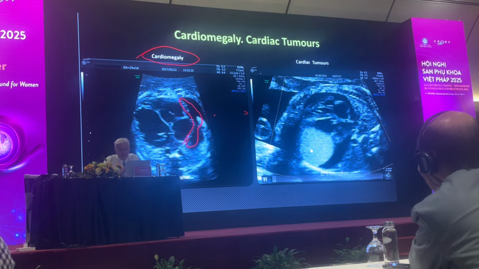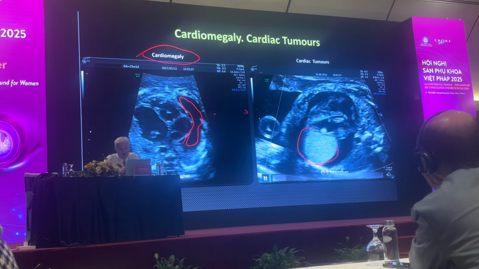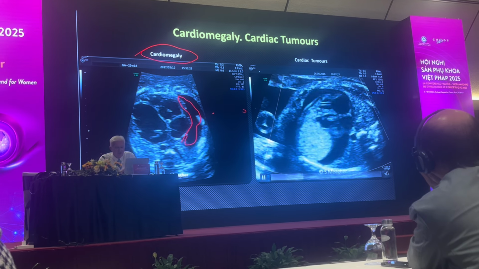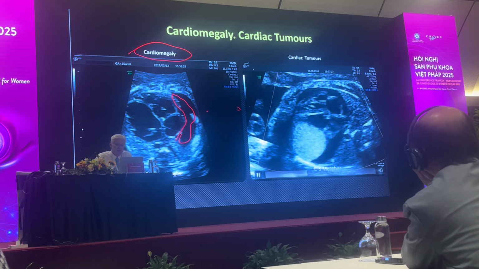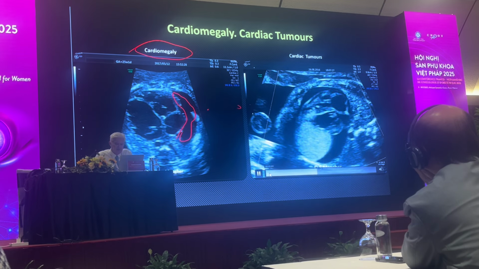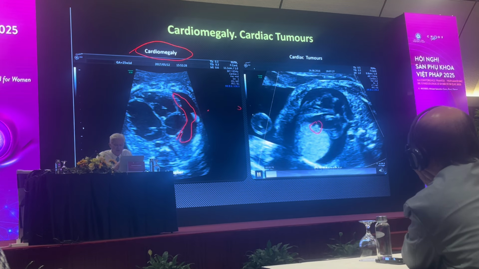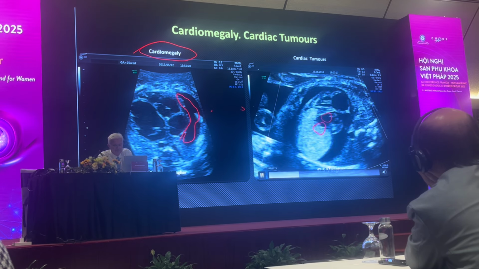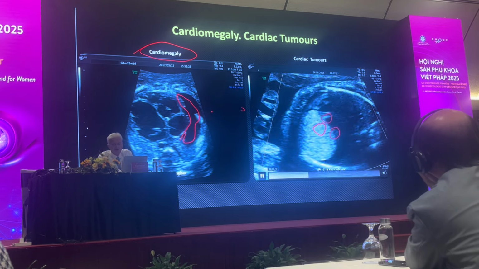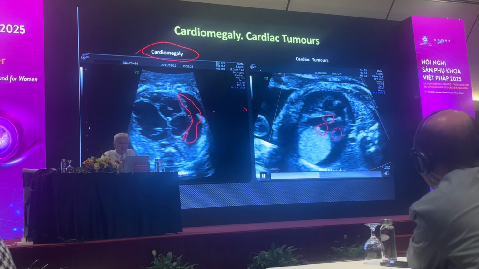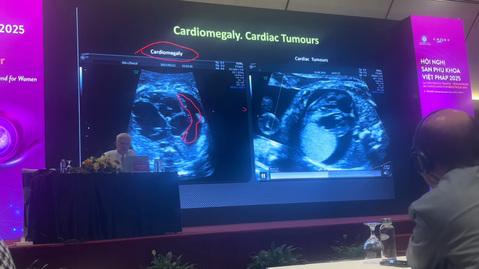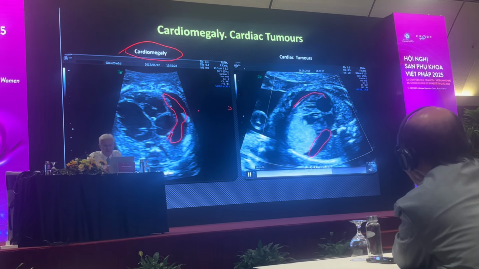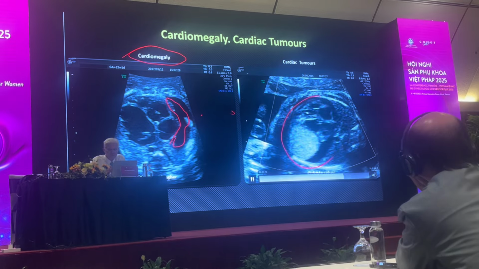In this baby, it is very obvious there is a large cardiac tumor. Most babies with cardiac rhabdomyoma have multiple tumors. This baby is also multiple. If you look carefully, you will see there's another rhabdomyoma here, and another one here, and another one here. Remember, once you see one rhabdomyoma, you need to look for more. And then there's a large pericardial effusion, and there is cardiomegaly.